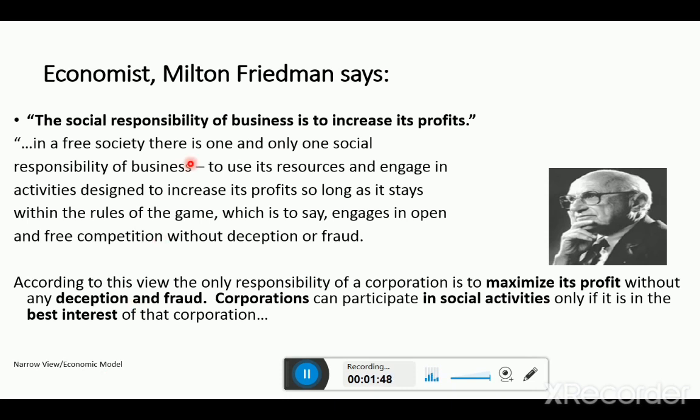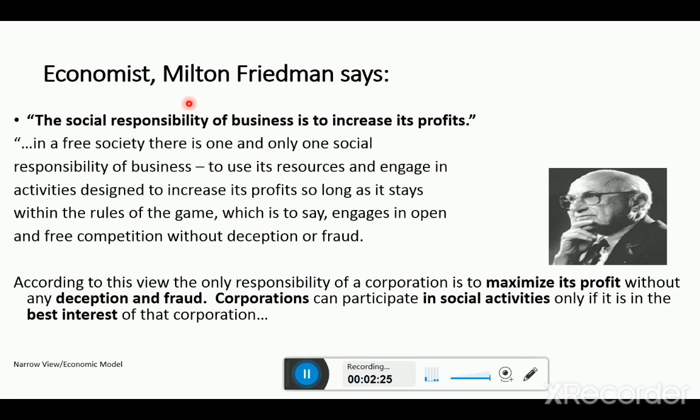This view was basically presented by Milton Friedman. What Milton Friedman says: the social responsibility of business is to increase its profits. In a free society, there is one and only one social responsibility of business: to use its resources and engage in activities designed to increase its profits so long as it stays within the rules of the game, which is to say engages in open and free competition without deception or fraud.